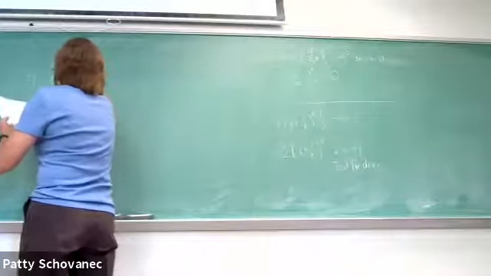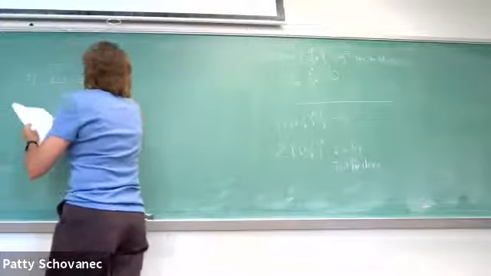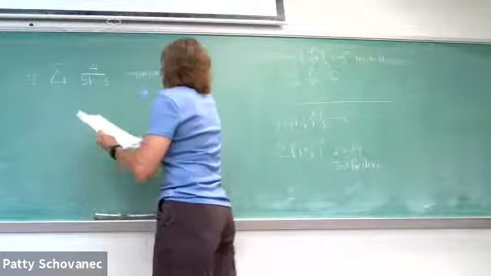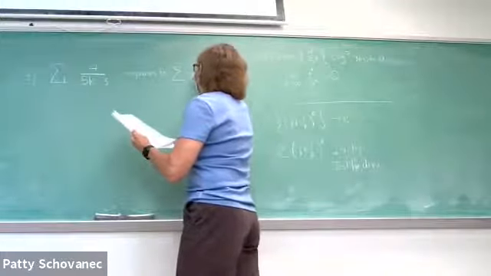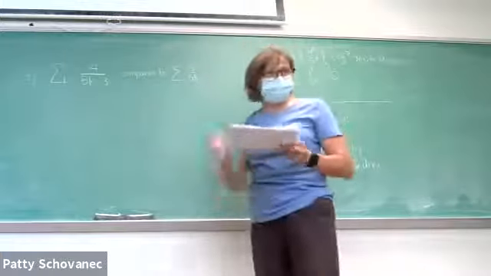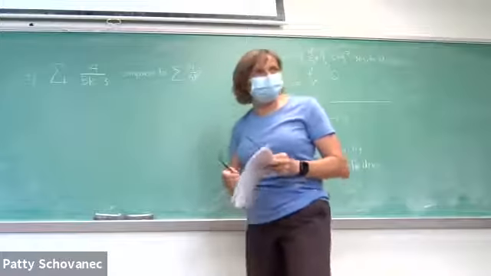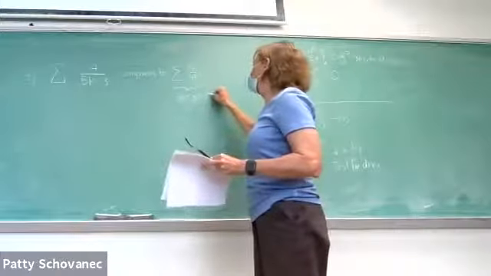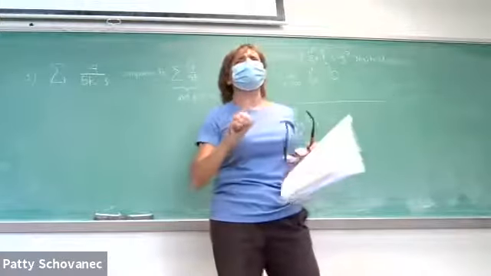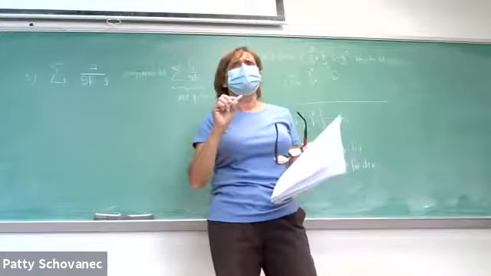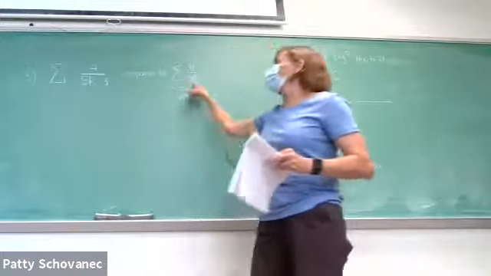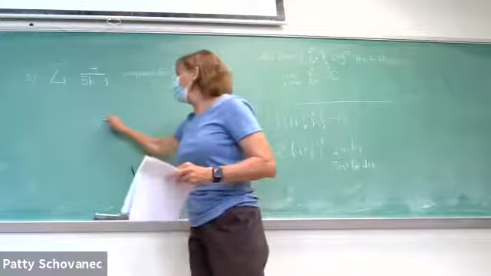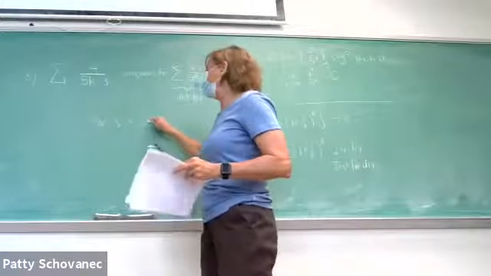4 over 5 times k minus 3 compares to the series 4 over 5k. What kind of series is 4 over 5k? P series. And it's a divergent p series, right? What's the statement of the direct comparison test when you're comparing something to divergent? Bigger than divergent is divergent. So is this bigger than that? Yes. It is, because it has less in the denominator. We have 5k minus 3 is smaller than 5k by 3.